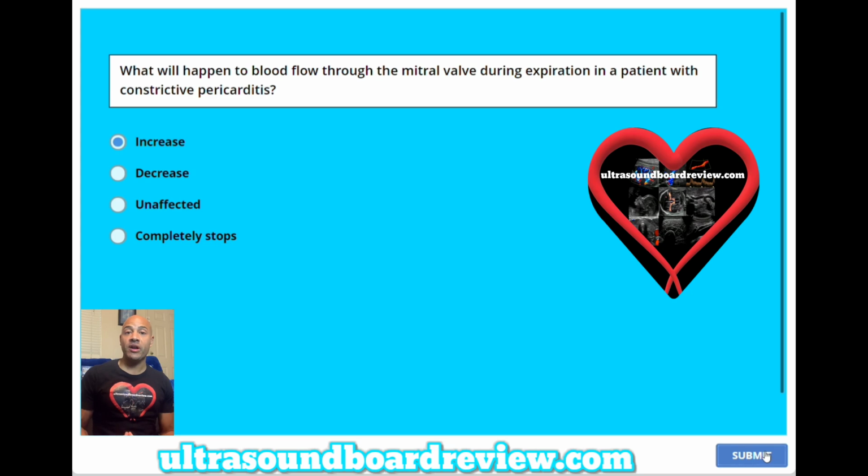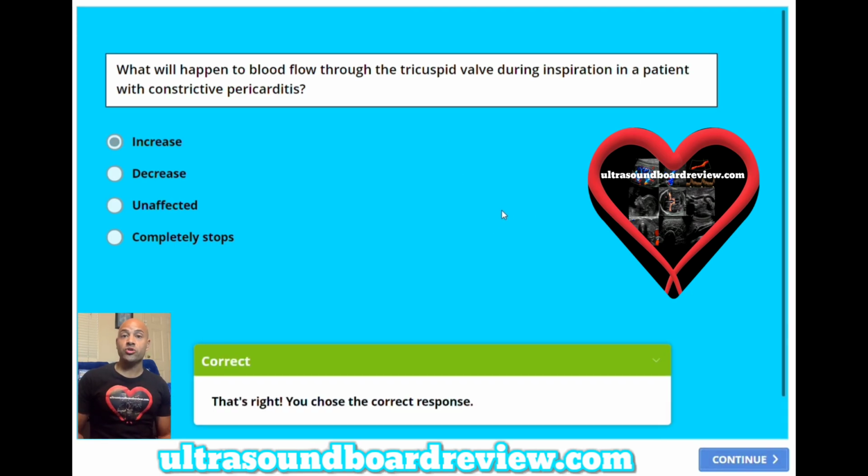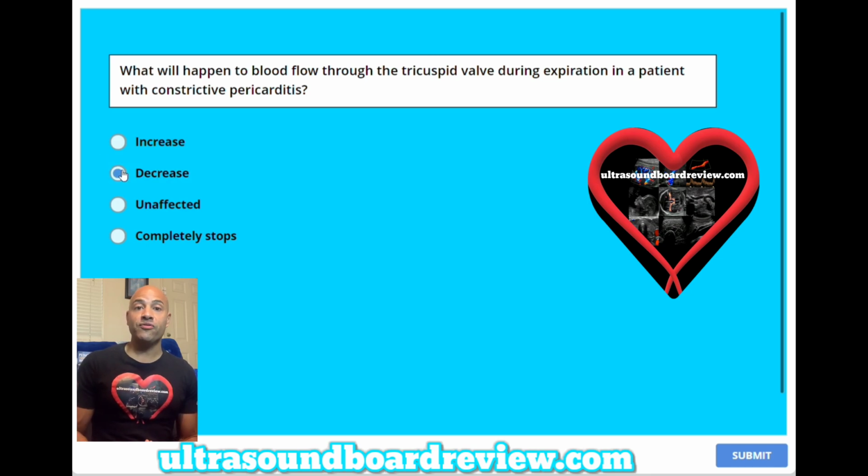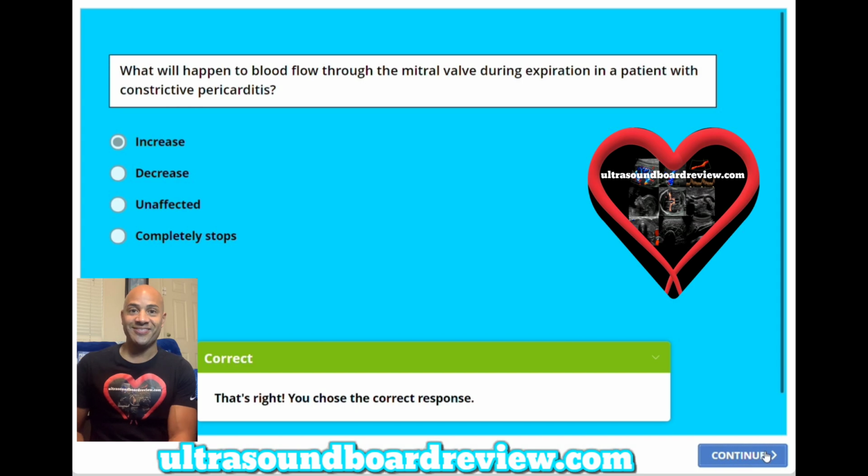Patients with constrictive pericarditis, when they breathe in or during inspiration, blood flow will increase through the tricuspid valve and decrease through the mitral valve. Then during expiration, blood flow will decrease through the tricuspid valve and increase through the mitral valve. And that concludes all the questions for this video.